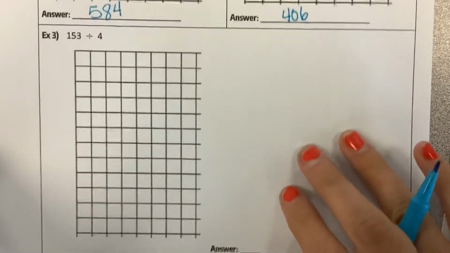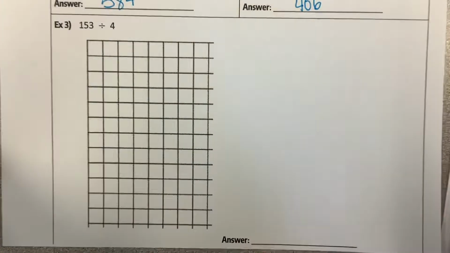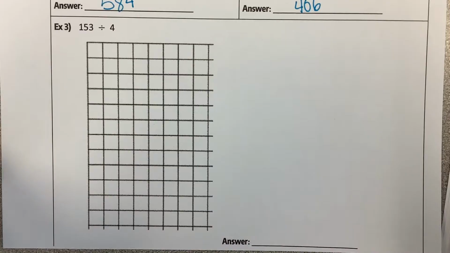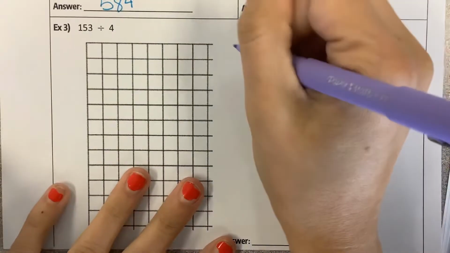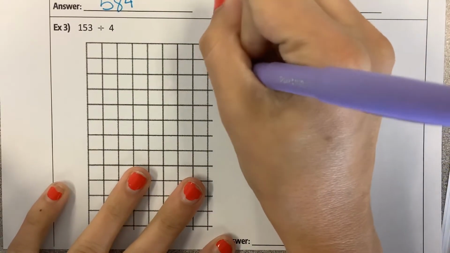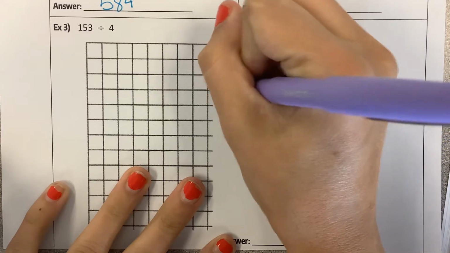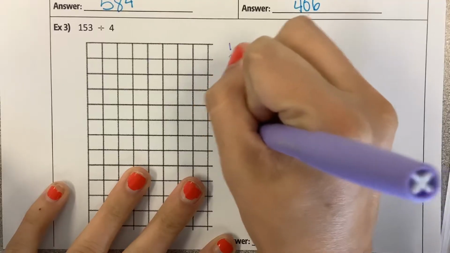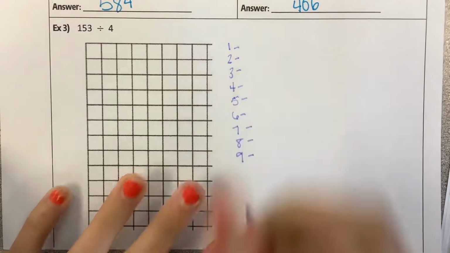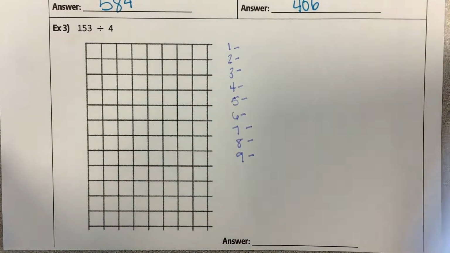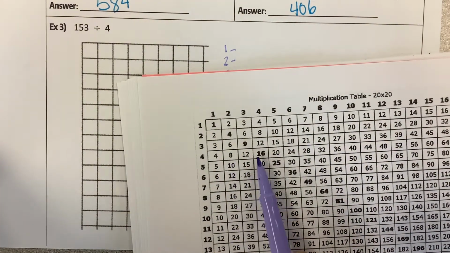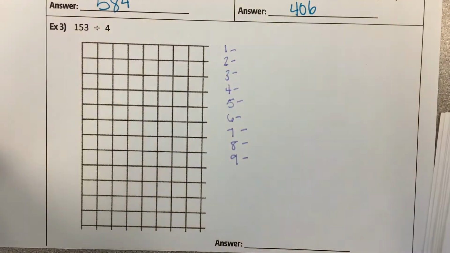All right, last problem. 153 divided by 4. So 4s, you might have those multiples memorized a little bit better, but I'm still going to write them on the side because I think it makes it easier. So I'm going to list out my first 9 multiples. So I'm writing out 1 through 9. And then I'm going to get my multiplication chart ready to look at my multiples of 4. 4, 8, 12, 16, and so on.